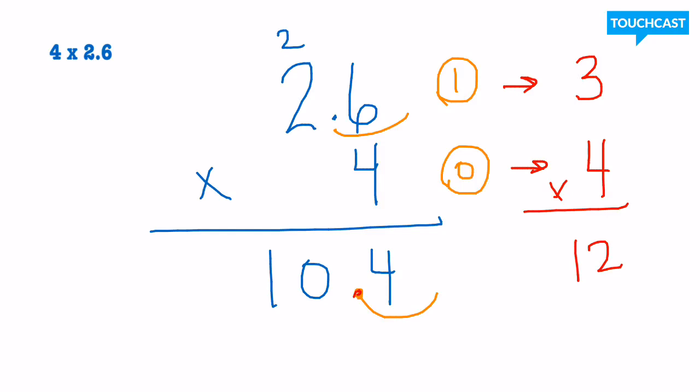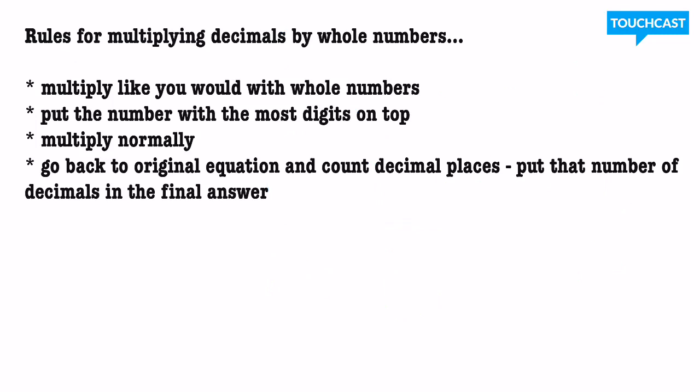What I hope you took away from this lesson, friends, are the major rules for multiplying decimals by whole numbers. Simply, you multiply like you would with whole numbers. You line up your digits to the far right. You put the number with the most digits on top. Again, even if it is not the biggest number, but the number with the most digits, you place that on top. Then you multiply normally.